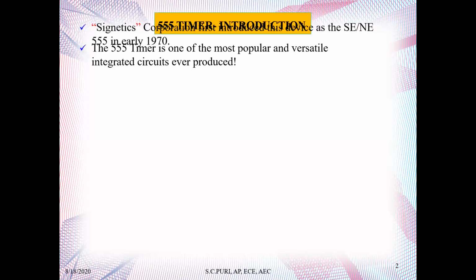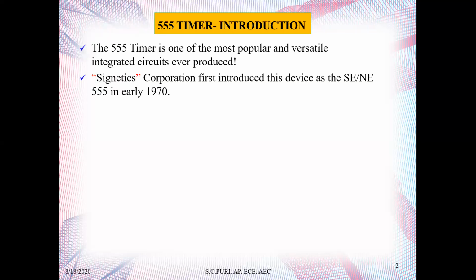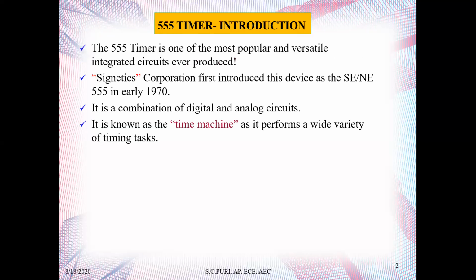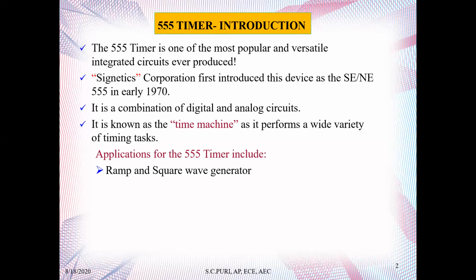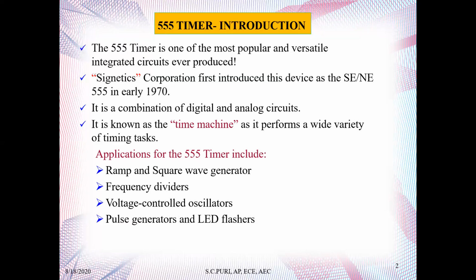Now, Signetix Corporation first introduced this device as the SE or NE 555 in the early 1970s. It is a combination of digital and analog circuits. It is known as the time machine as it performs a wide variety of timing tasks. Now, applications we have discussed. Applications of the 555 timer include ramp and square wave generators, frequency dividers, voltage controlled oscillators (VCOs), pulse generators, and LED flashers.